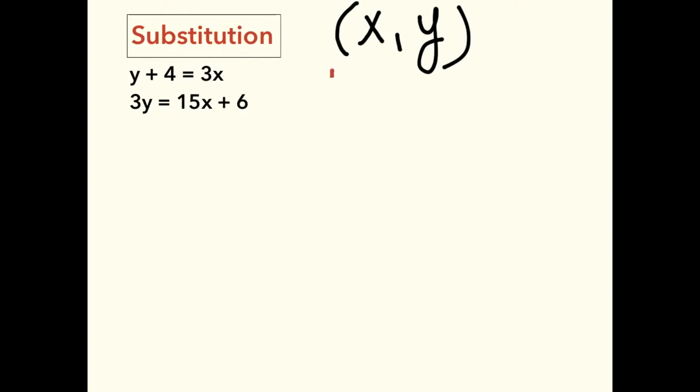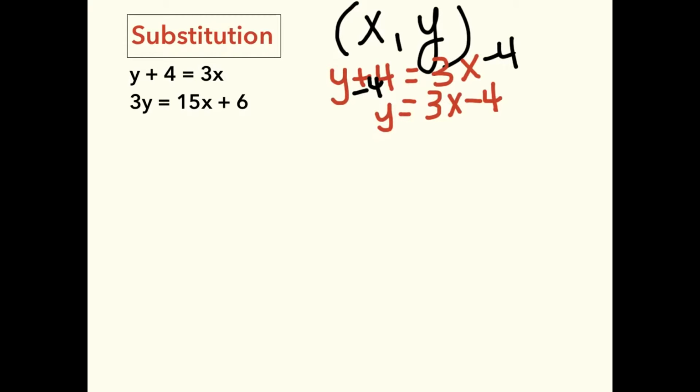So we have y plus 4 equals 3x, and when we subtract the 4 over, we end up with y equals 3x minus 4. So all we did was subtract the 4 from both sides, minus 4, minus 4. Now we can substitute 3x minus 4 in for the y of this second equation. Okay, so let me show you how that looks. We have 3, and instead of putting the y here, we've got the first equation that tells us what y is, 3x minus 4. So we put here 3x minus 4. And then we keep writing the rest of this equation. Equals 15x plus 6.